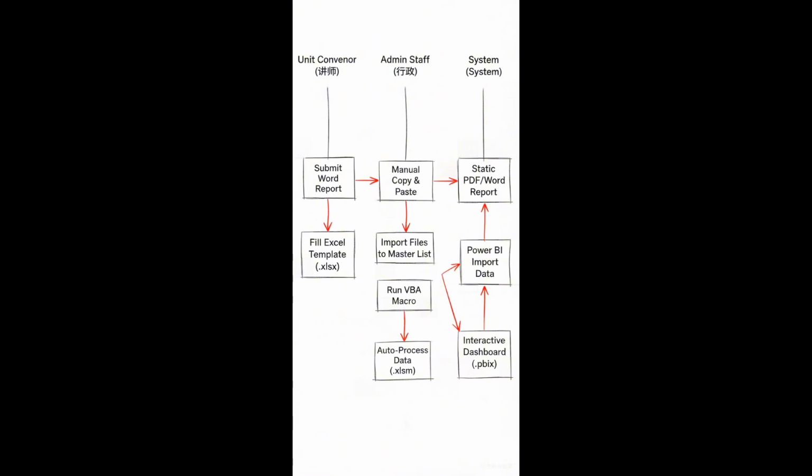Now, let's look at the new process, shown in the bottom half. This is where the automation happens. Instead of Word, the unit coordinator simply fills out a standard Excel template. Then the admin staff just need to import the files into our master list and run a VBA macro.